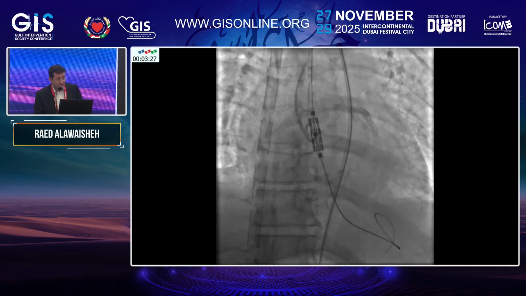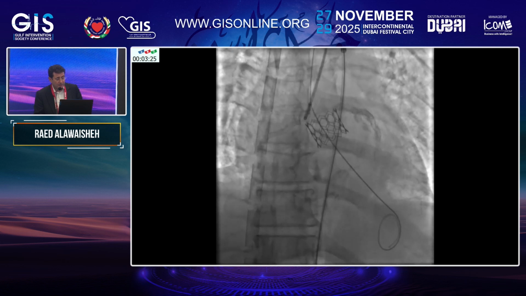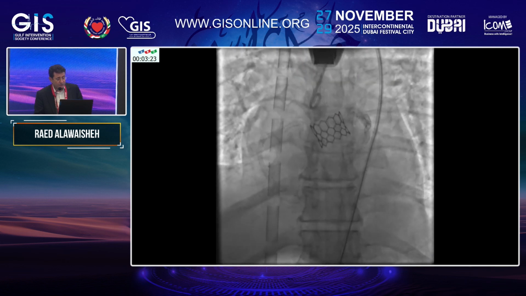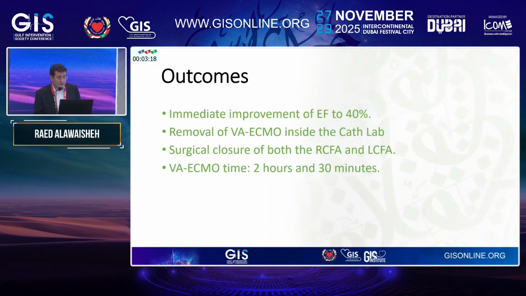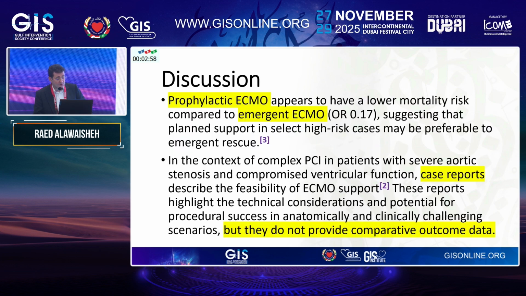After that we moved to TAVI with the MyVal 24, I think, and it was implanted well, with a successful result. There was immediate improvement of ejection fraction to 40%. The ECMO was removed inside the cath lab, with surgical closure of both femorals, and the total ECMO time was 2 hours.